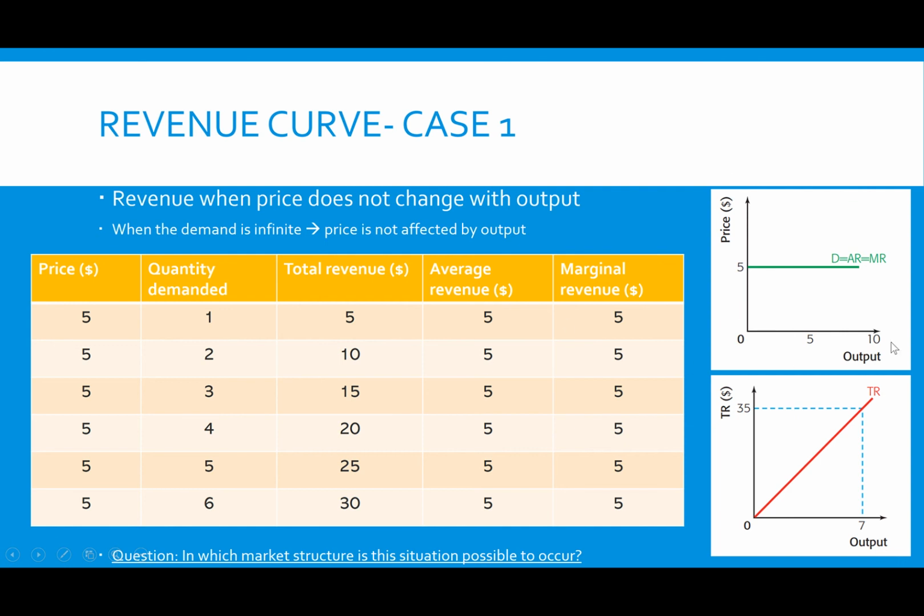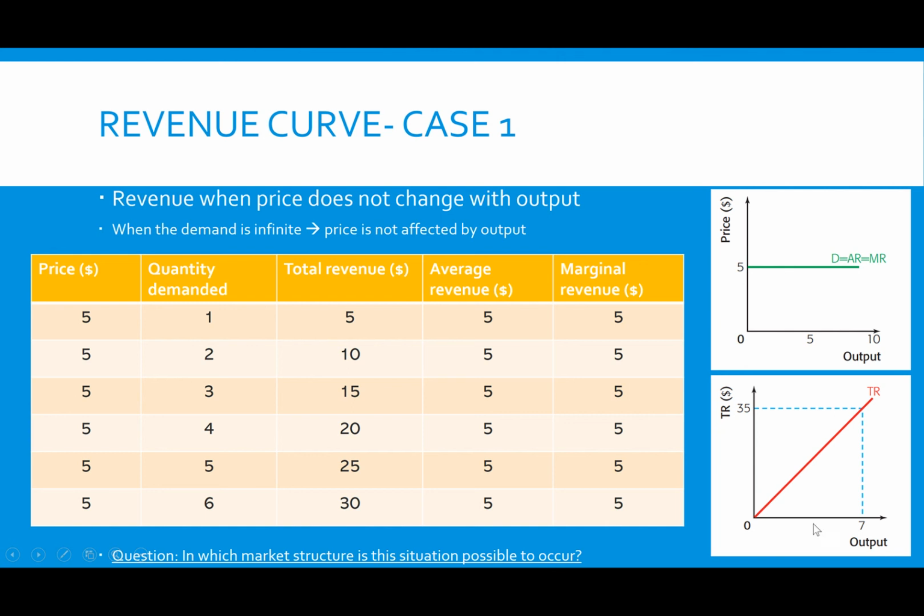Now we can look at these two diagrams. The first diagram, the top one, is showing the relationship between output and price. Again, revenue when price does not change with output. Price stays constant. The demand is infinite here, so this line basically stretches forever. At the same time, because price, average revenue, and marginal revenue are the same here, it is D equals AR equals MR.